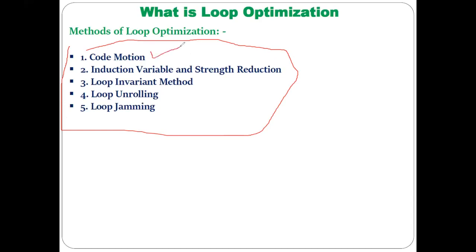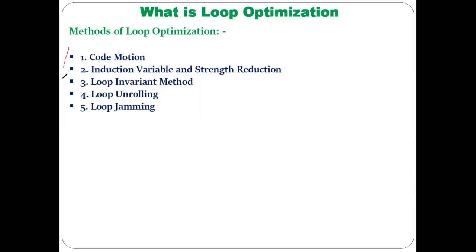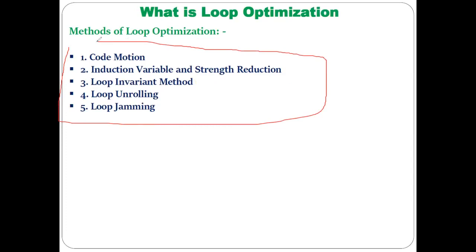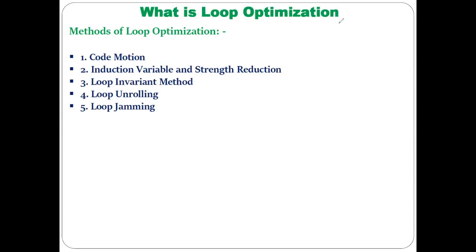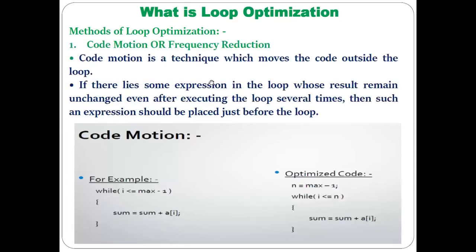First we have code motion, second induction variable and strength reduction, third the loop invariant code, fourth loop unrolling, and fifth loop jamming. Understood. These are the different techniques using which loop optimization can be achieved. Let's see these techniques one by one and understand how we can achieve code optimization through loop optimization.